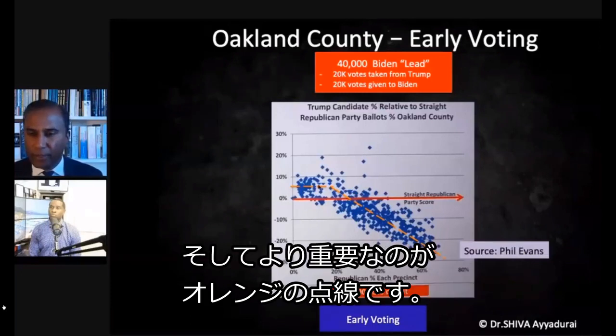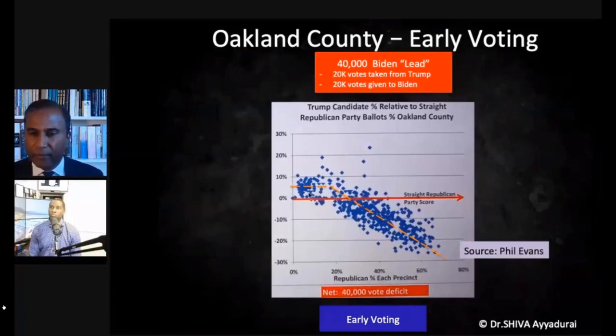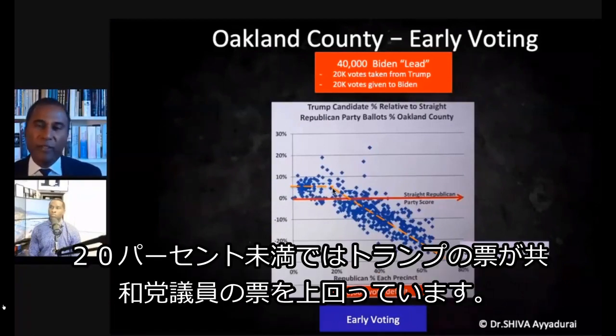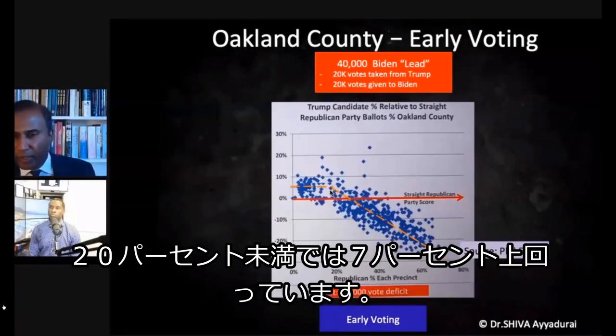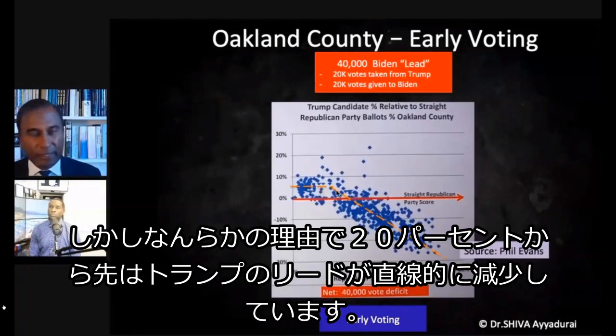Now, more importantly, if you notice, I've drawn these orange lines. What you notice is this phenomenon: if you look below 20%, Trump was getting more votes than Republican candidates, all the way up to 20%, close to 7% more votes than his other Republican counterparts. But for some reason, which we'll talk about, right at 20%, it looks like his vote counts start getting linearly reduced.